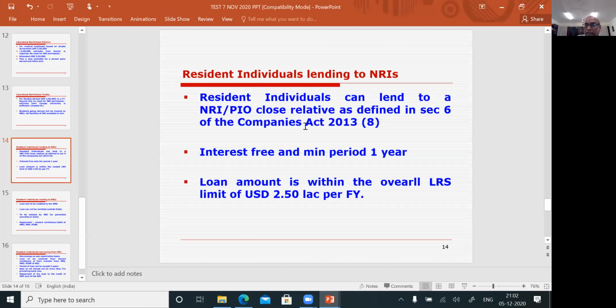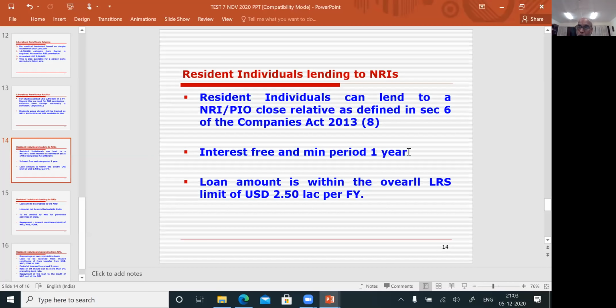Resident individuals can lend to NRI, PIO, persons of Indian origin. They should be close relatives, as defined in the Companies Act. They should be the close relative of the NRI. Then you should not charge any interest. It should be interest free, and the minimum period of the loan should be 1 year, minimum period, no maximum. So a resident individual can lend to an NRI. So who should be a close relative? It should be an interest-free loan, and the minimum period is 1 year.